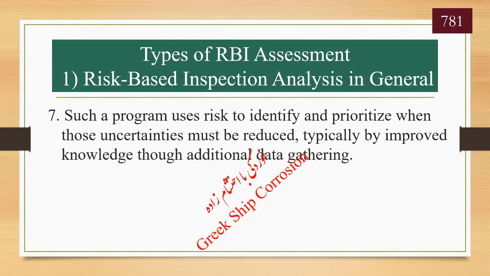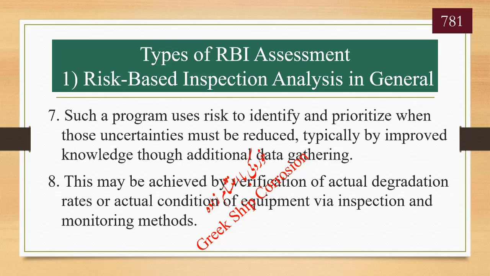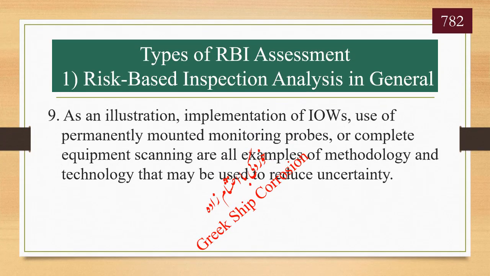7. Such a program uses risk to identify and prioritize when those uncertainties must be reduced, typically by improved knowledge through additional data gathering. 8. This may be achieved by verification of actual degradation rates or actual condition of equipment via inspection and monitoring methods. 9. As an illustration, implementation of IOWs, use of permanently mounted monitoring probes, or complete equipment scanning are all examples of methodology and technology that may be used to reduce uncertainty.